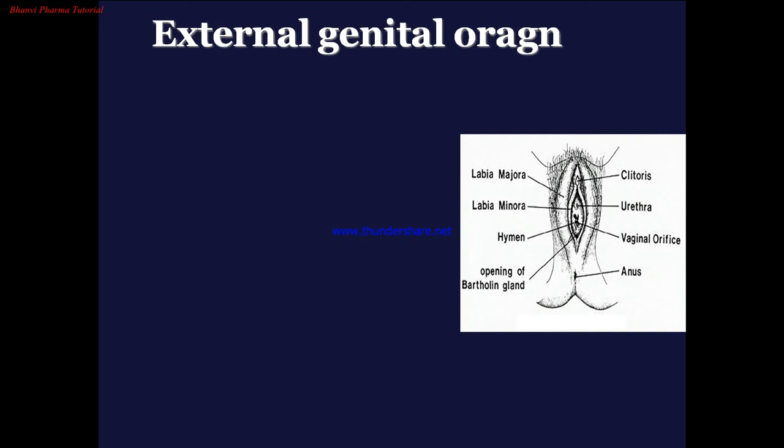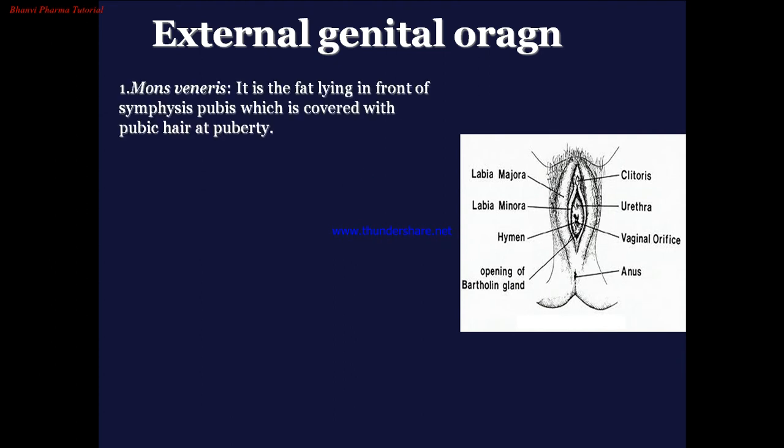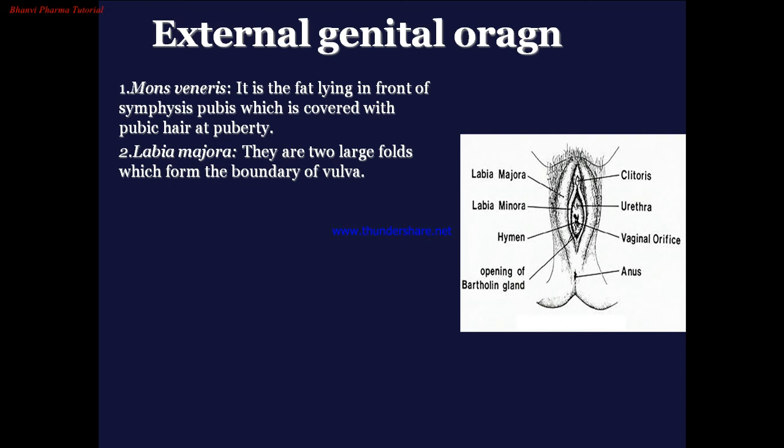Next, we go directly to the external genital organs. The first secondary sex organ is completed. You see the diagram of the external genital organs. The first one is the mons veneris. It is the fat lying in front of the symphysis pubis, which is covered with pubic hair at puberty, at the age of 9 to 14.